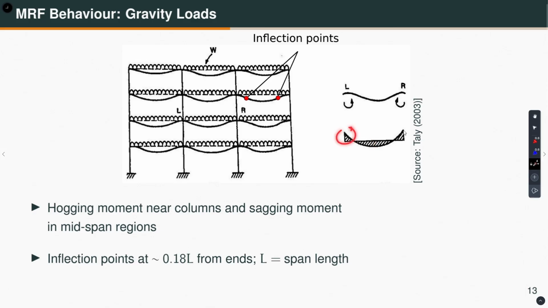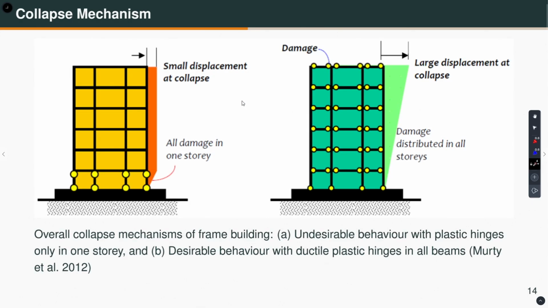So, this is the hogging moment near the ends and this is the sagging moment. The inflection point is about 0.18 L from the ends. Now, under earthquake condition, if you have done earthquake resistant design, you would know that the philosophy is to accept some controllable damage. So, under design basis or beyond earthquake, we expect some damage.